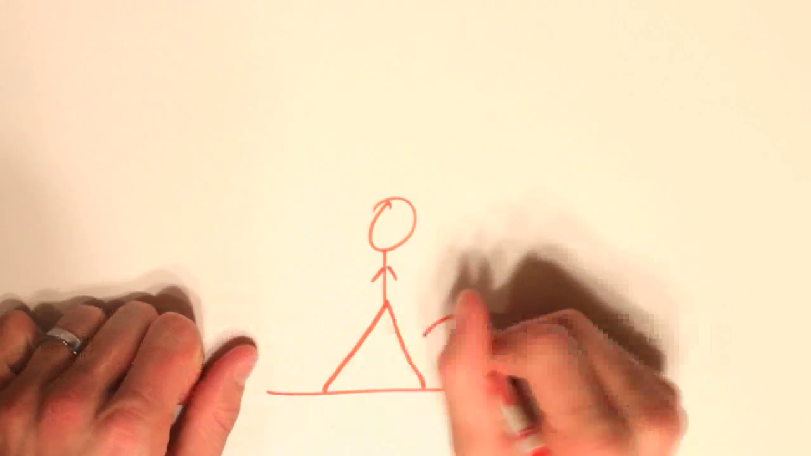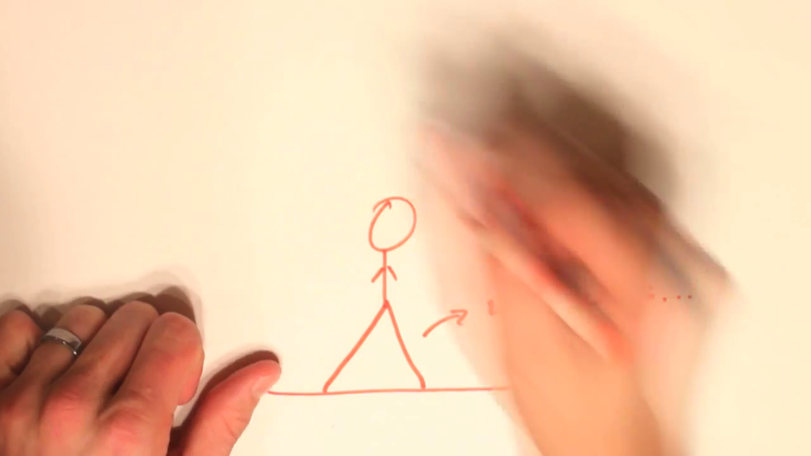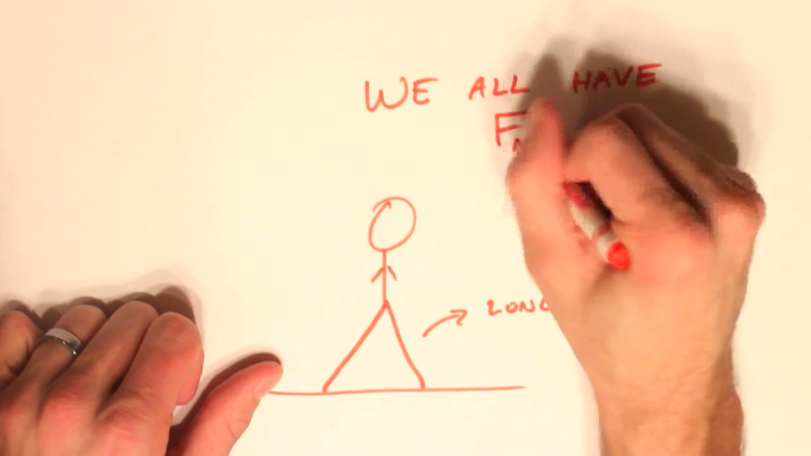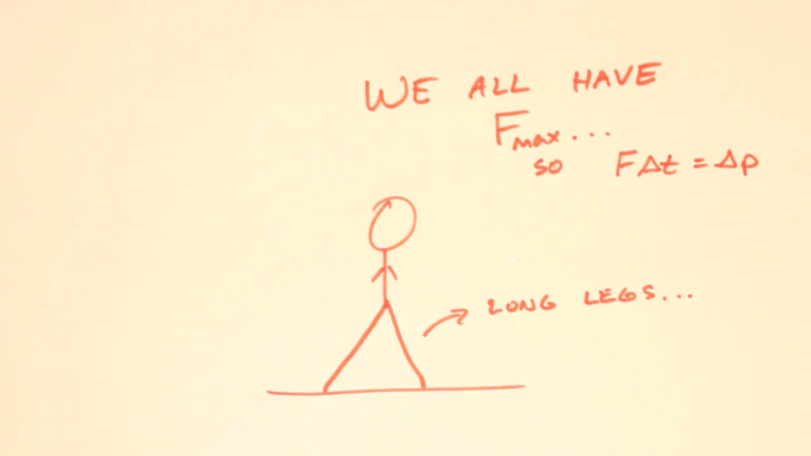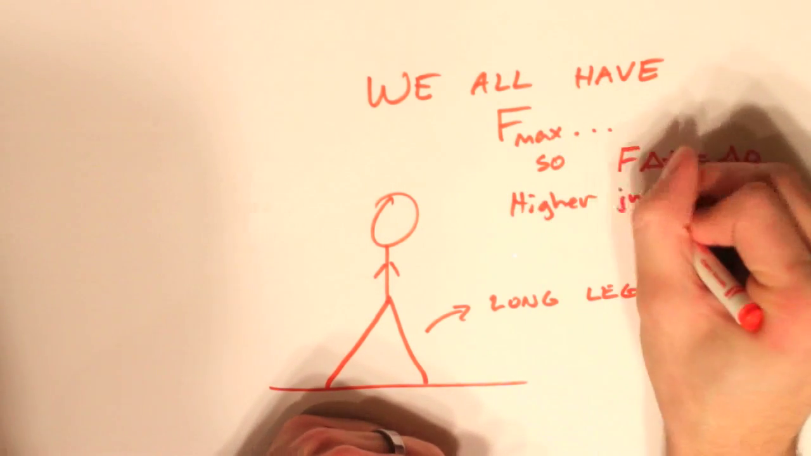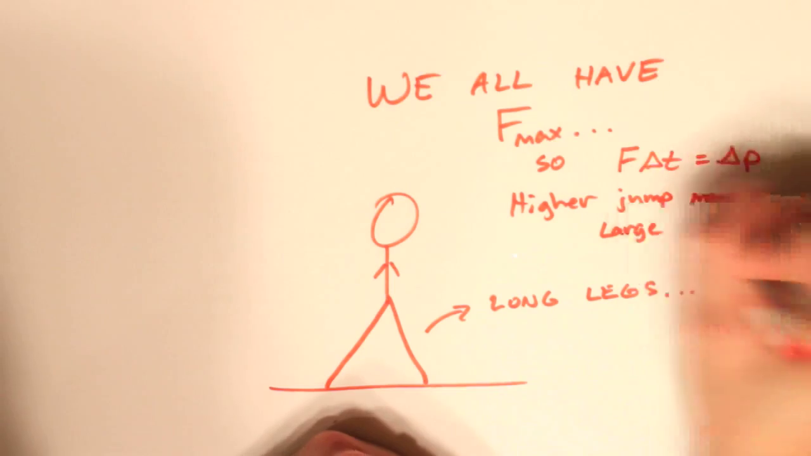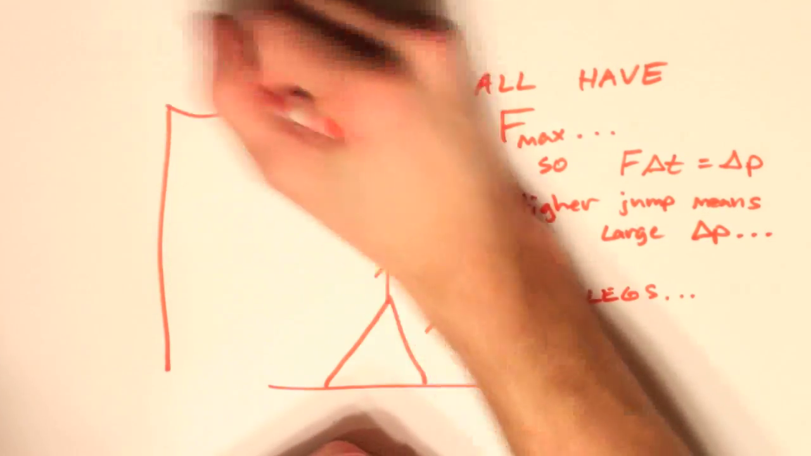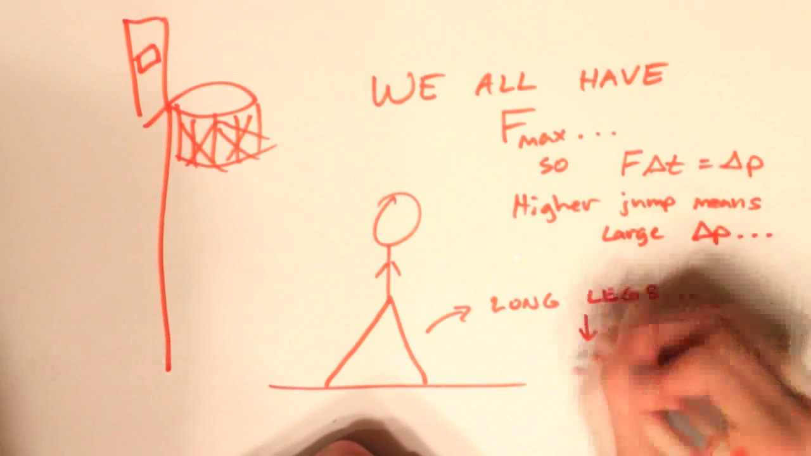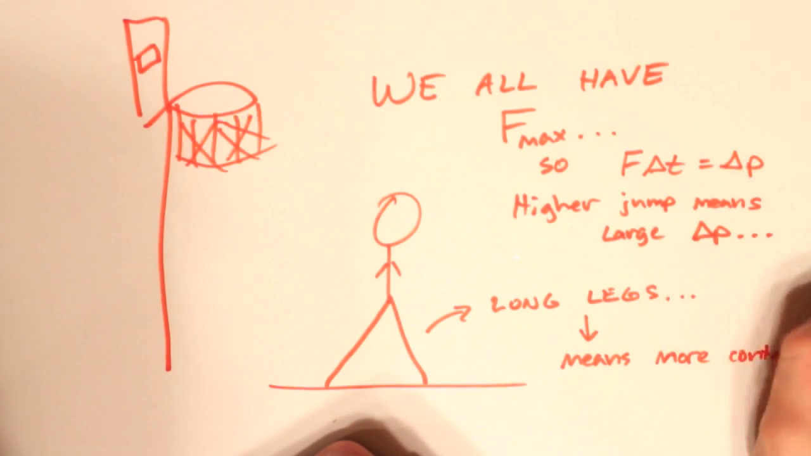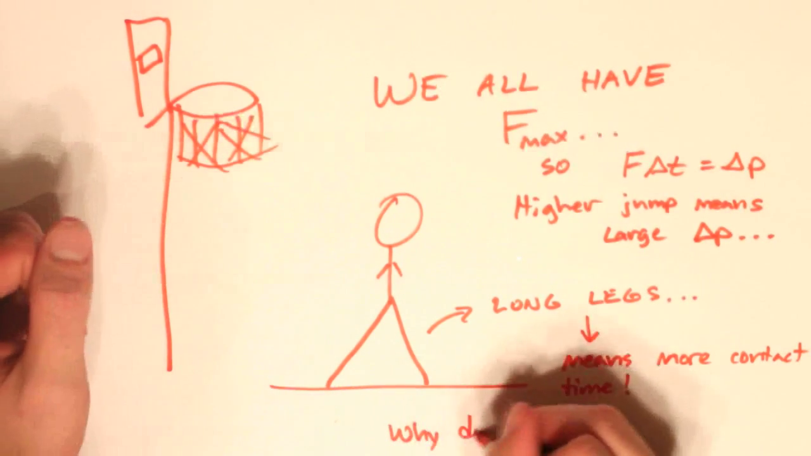We can use impulse to talk about why long-legged people, on average, can jump higher than short-legged people. We all have a maximum force that our legs can apply to the floor. But if we have longer legs, we can increase delta t, or our contact time with the floor. If delta t goes up, that means our change in momentum has to go up. We leave the floor with a higher velocity and jump higher.